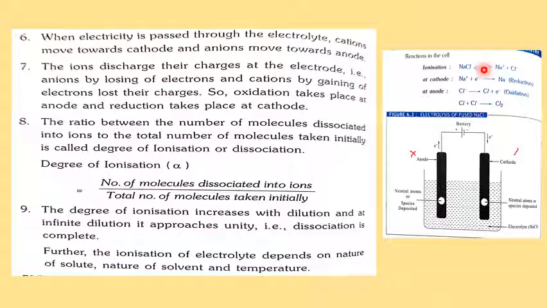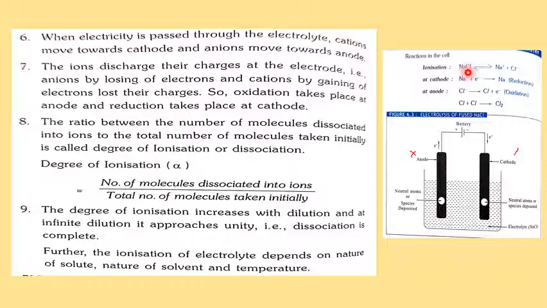The ions and undissociated molecules are in dynamic equilibrium. If we take 100 molecules, only 10 molecules dissociate into ions. After that, Na+ and Cl- combine together and again form NaCl. After some time, the rate of forward reaction equals the rate of backward reaction. Then equilibrium is formed between products and reactants, a dynamic equilibrium.